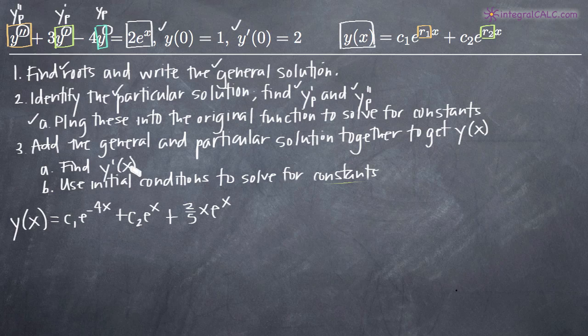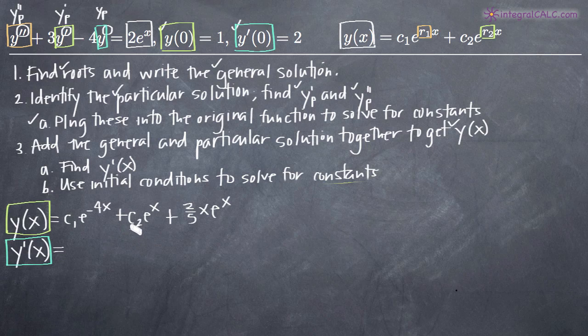So now I'm on step 3 and I've got my general solution here, y of x. Now I'm going to find y prime of x because I'm going to need both of these in order to use my initial conditions. Notice I have an initial condition for y of 0. This initial condition is going to get plugged in here to y of x. And my second initial condition is y prime of 0. That's going to get plugged into our derivative function, our y prime function.